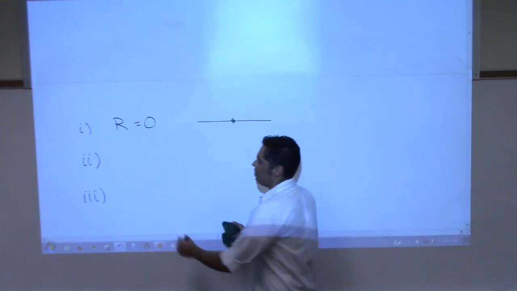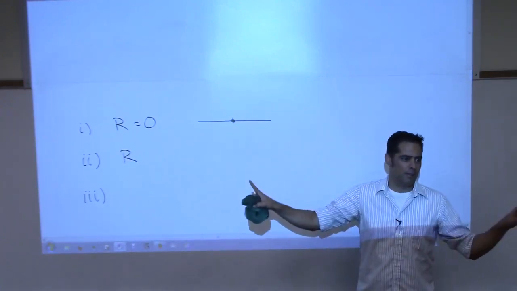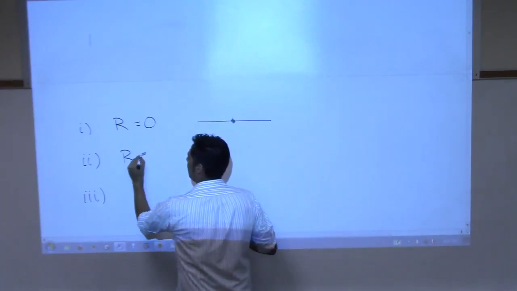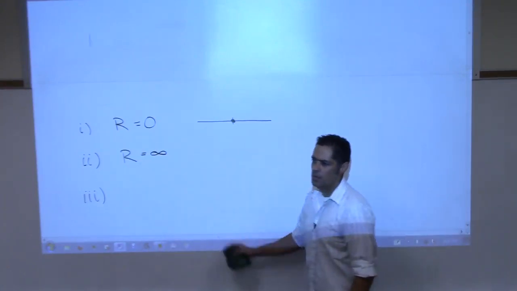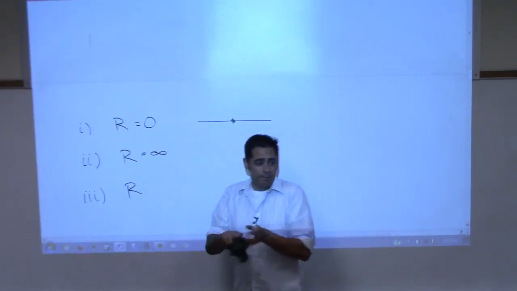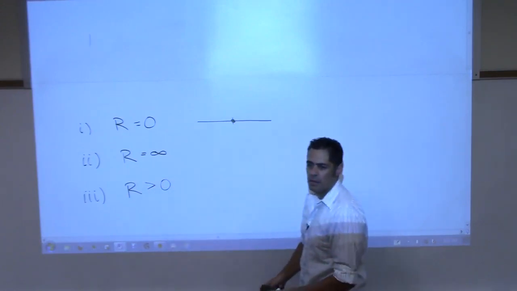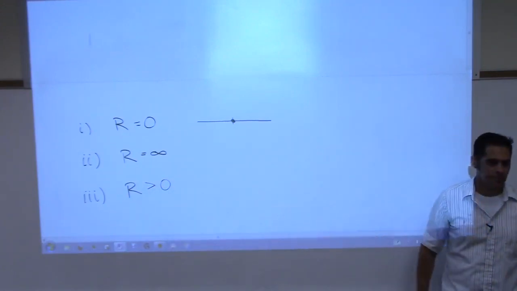What do you think we call the radius of convergence in the case 2? Infinity, both ways. You have an infinite radius of convergence. And then, of course, in the last case, if you're on an interval, all I can say is that it's a positive number, right? And not infinity. Make sense?